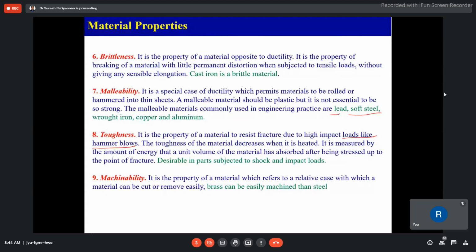And machinability. When we are designing the components, we are going to manufacture them, right? During manufacturing, the component is subjected to different kinds of machining operations to obtain the final shape. Then the material should be easily machinable. Okay, we discuss this briefly and go ahead.